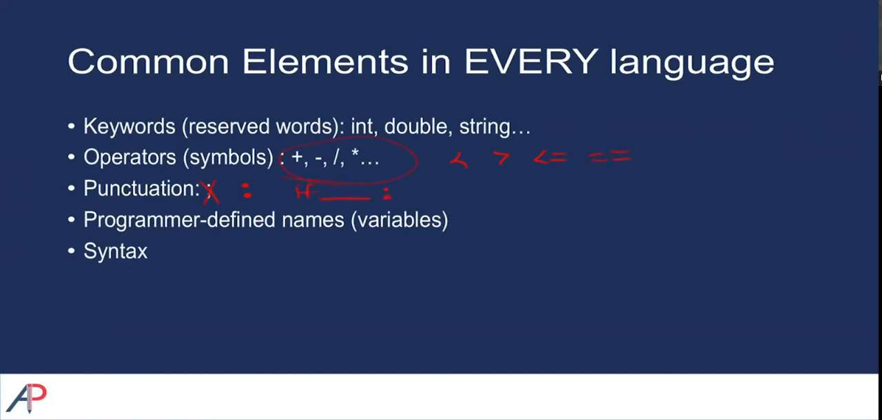We did have punctuation. Programmer defined names, variables, are extremely important in every coding language because they allow you to store things. It's an abstraction, so that you're able to understand what a specific list is, or you could label it. We have keywords: int, double. Double is something more for C++ and Java, but we use float, str. Those are all words that you cannot reuse because they're reserved for specific purposes in each programming language. And then we have syntax.